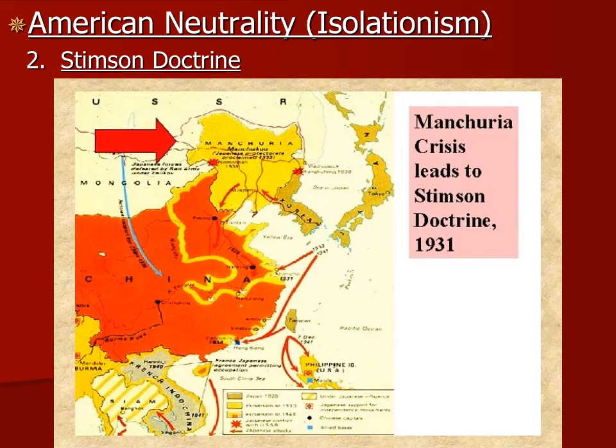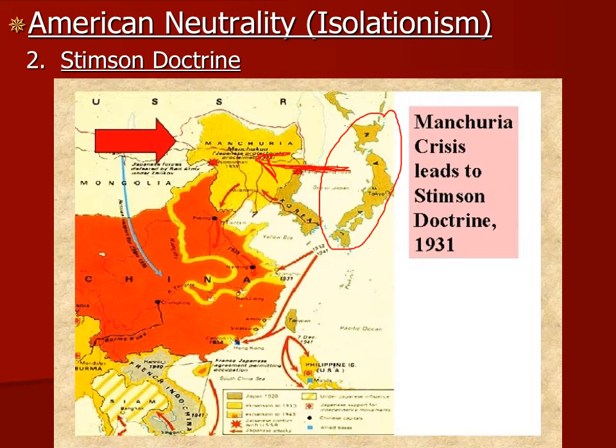The other one that I'd like to talk about is the Stimson Doctrine. The Stimson Doctrine involves the Japanese invasion of Manchuria. The major reason that the Japanese are invading Manchuria is that their country has no natural resources, so they're going to invade Manchuria. And in response, the United States is going to say, we are not going to recognize any territory taken by force. Well, it ends up being a joke, because the Japanese really don't care if the United States recognizes that takeover or not.